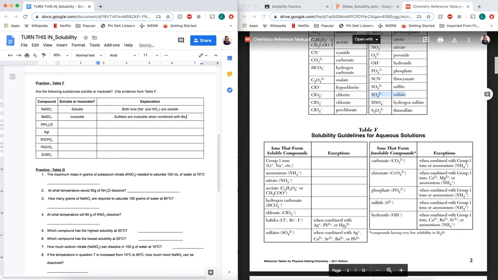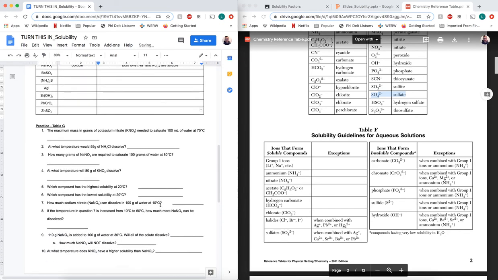Okay? It's as simple as that. So when you go through, you find the ions that you have in the compound. You compare them to table F to determine if they are soluble or insoluble, and then if there are any exceptions around the rule. Okay? And that's how you answer those.